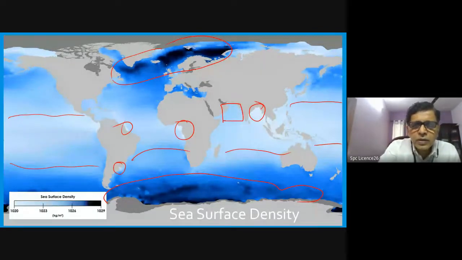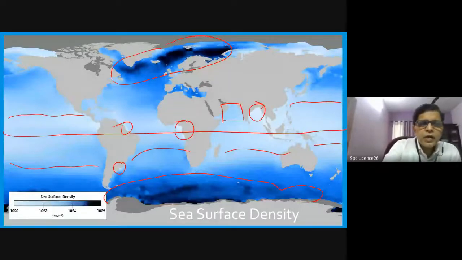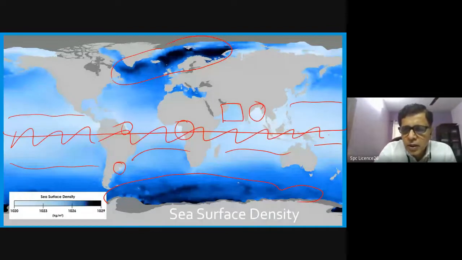But as you go towards the equator once again, because you have a lot of rain around the equator, you'll see that the shade of the color is whitish. The tropical waters are whitish, less dense. So that is as far as the sea surface density is concerned.